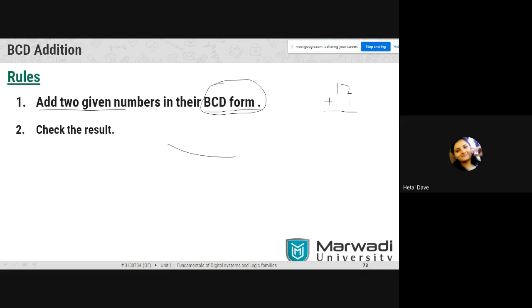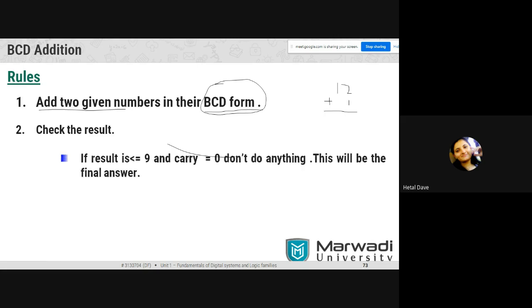We have seen in the introductory part that 6 combinations are illegal. They are not allowed in BCD. So what happens if one of these 6 combinations occurs in the result? Then we need to correct our result. So check the result, analyze the result. If our result is less than or equal to 9 and carry is 0, then we should not correct it. We are going to take an example of each and every case. Don't worry, just look at the rule first. If our result is less than or equal to 9 and carry is 0, then correction is not required.